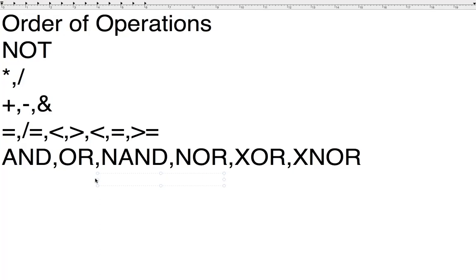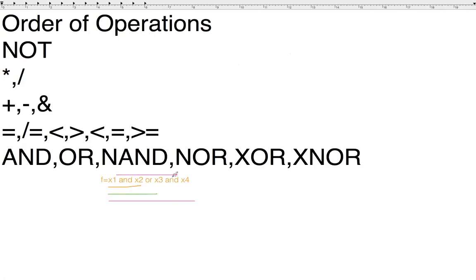If we have F is equal to X1 and X2, or X3 and X4, your order of operations here is going to go from left to right. So it's going to do the first AND here, then it's going to do the OR, and then finally it's going to do the last AND. So it just goes left to right.